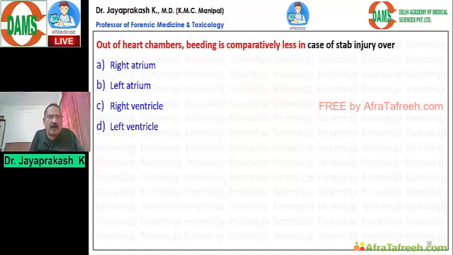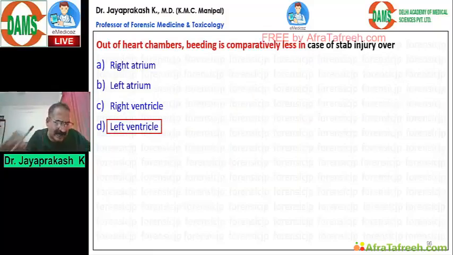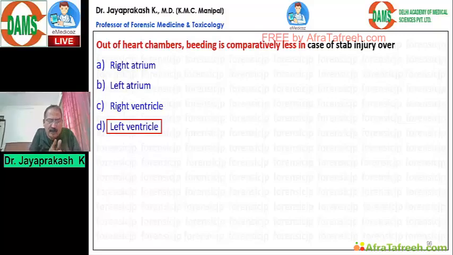Out of the heart chambers, bleeding is comparatively less in which case? The thickest is the left ventricle. Once the ventricle wall is very thick, gaping is less. So bleeding is comparatively less. Okay. Left ventricle.